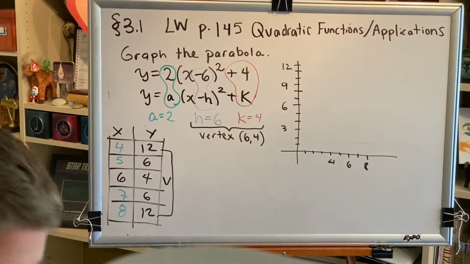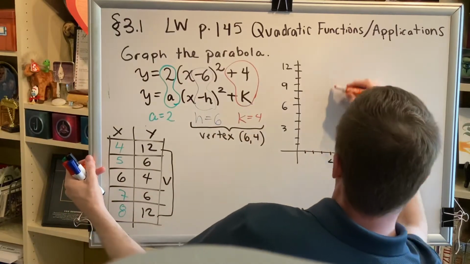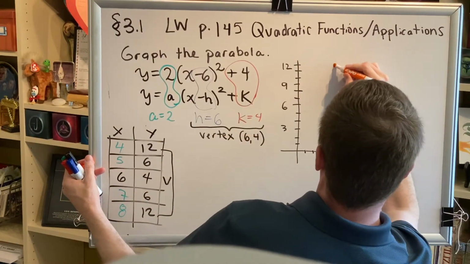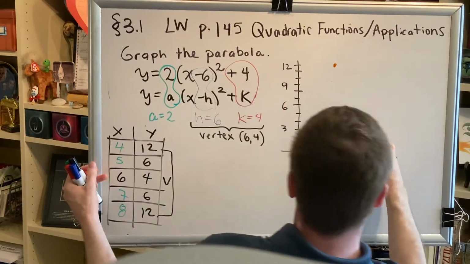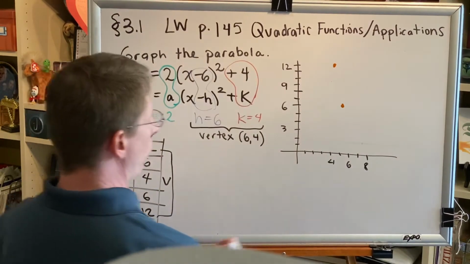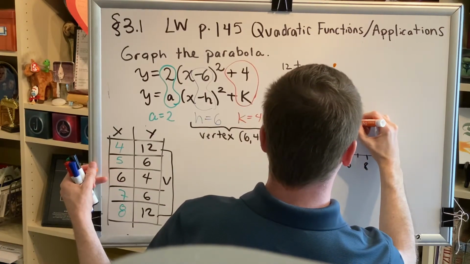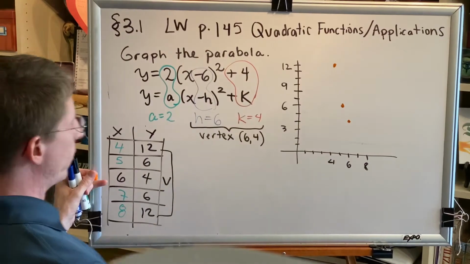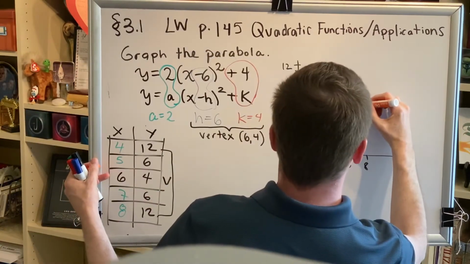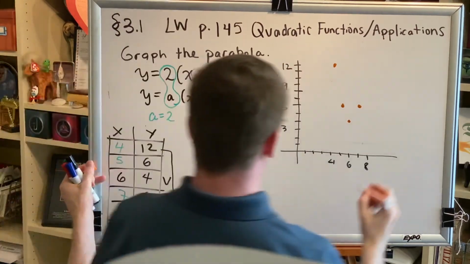Okay, let's plot our points. (4, 12). (5, 6). (6, 4). Wish I was 6'4". (7, 6). (8, 12).